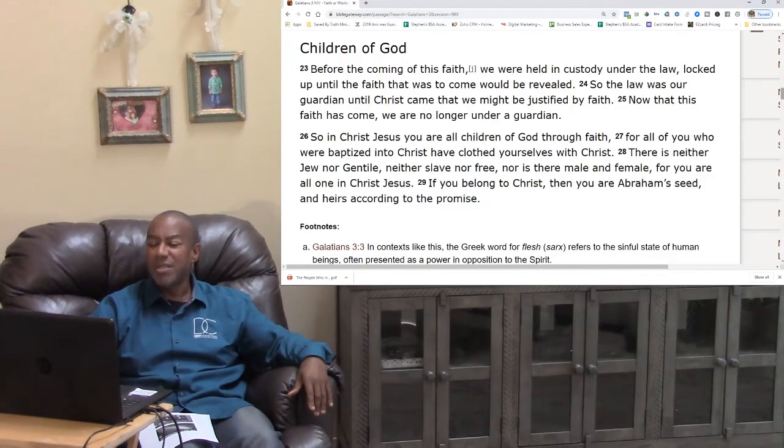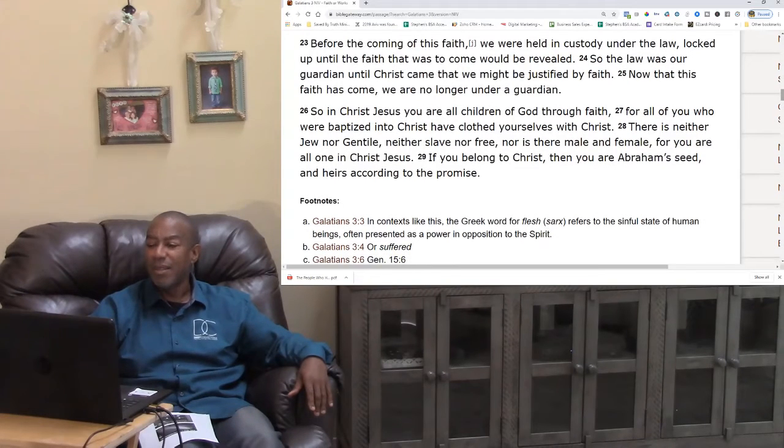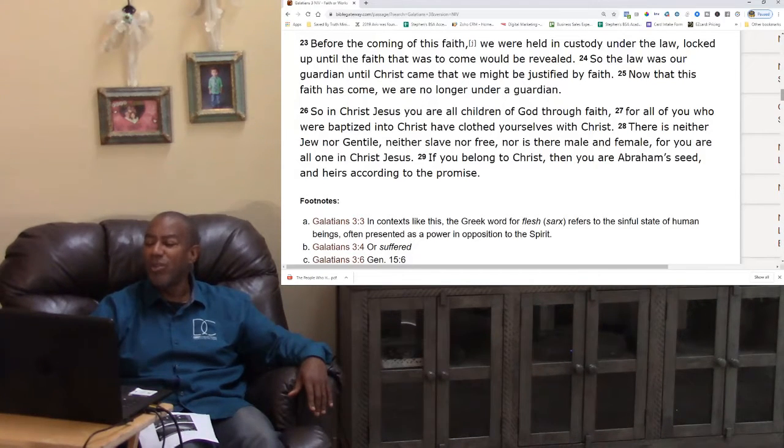So in Christ Jesus, you are all children of God through faith. For all of you who are baptized into Christ have clothed yourselves with Christ. There is neither Jew nor Gentile, neither slave nor free, nor is there male or female. You are all in Christ Jesus.